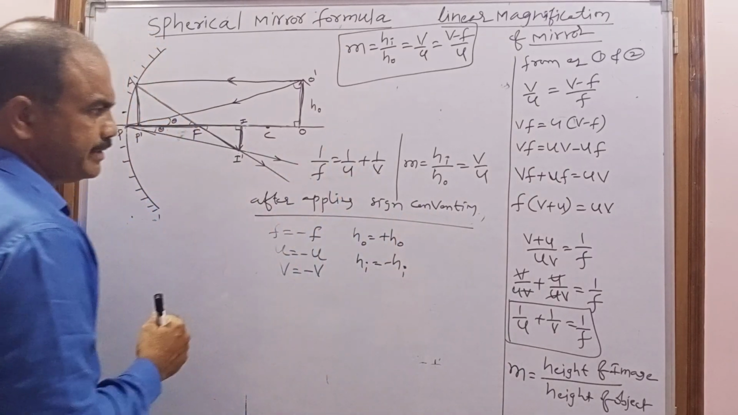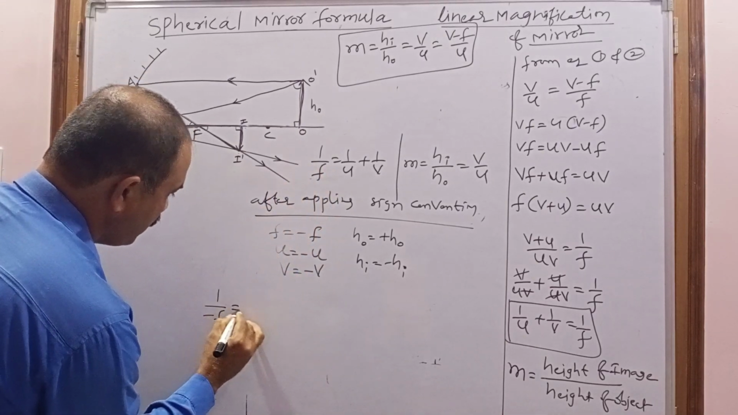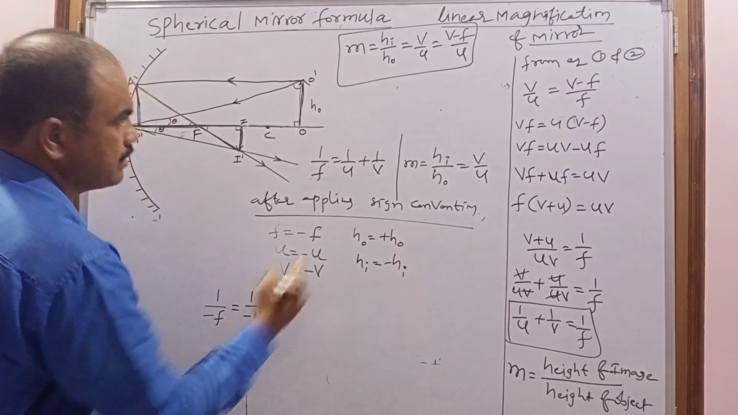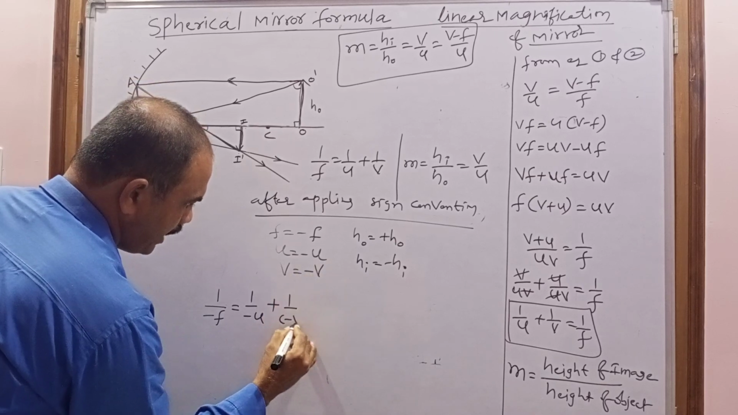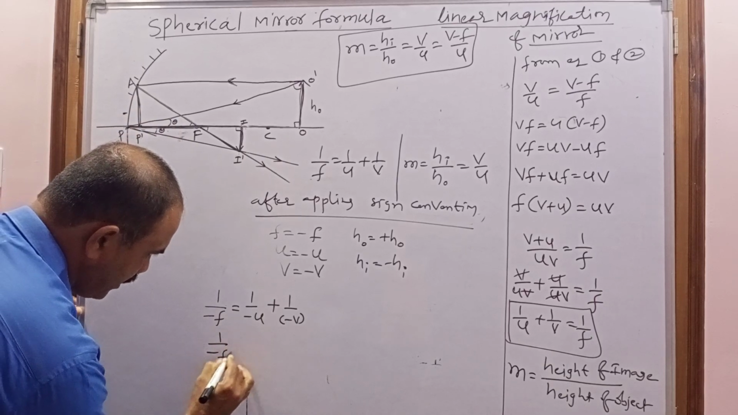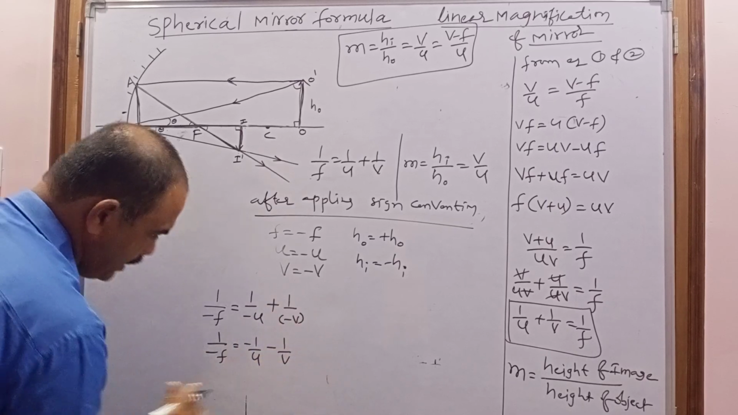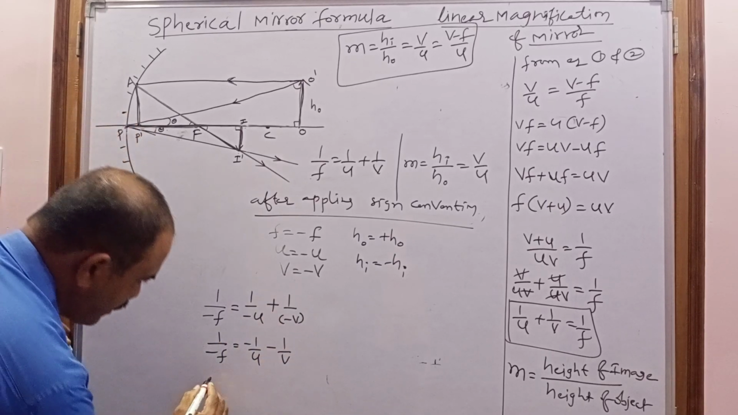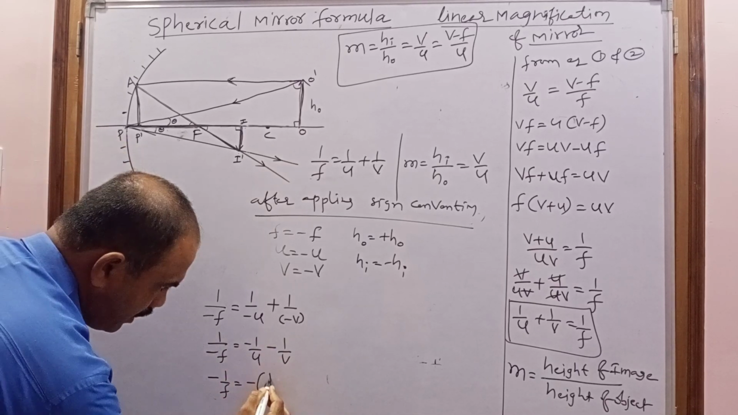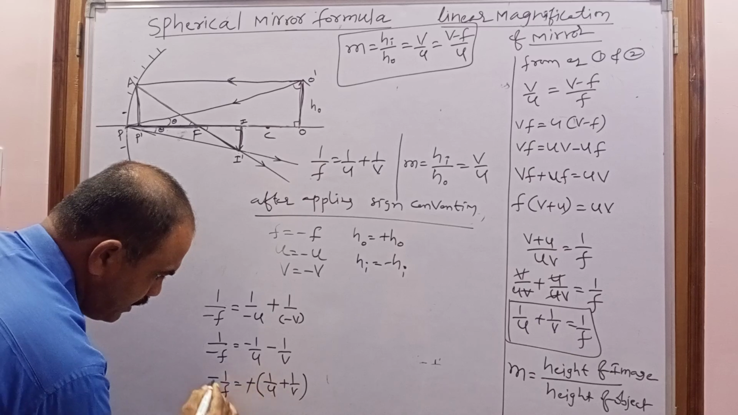Now substitute in these formulas. So now 1 by f. f means minus f, equal to 1 by u, u means minus u, plus 1 by v, v means minus v. Now this plus into minus is minus. So 1 by minus f equals minus 1 by u plus minus 1 by v. Now bring the minus common on the right hand side. We get minus 1 by f equal to minus, when we take the minus common on the right hand side, what remains? 1 by u, then plus 1 by v. And now this minus and this minus will be cancelled.